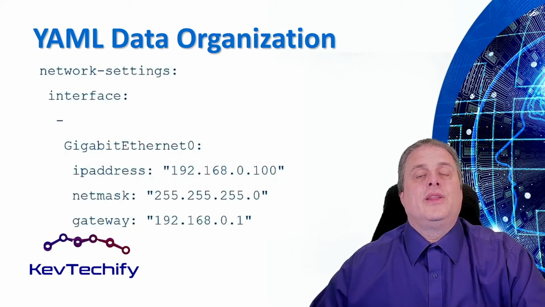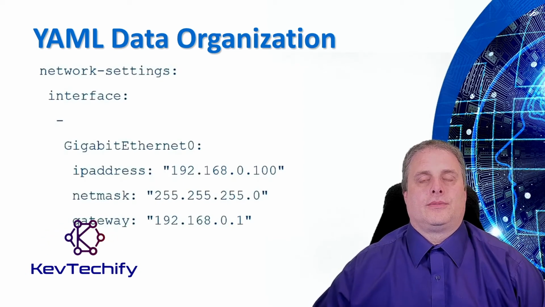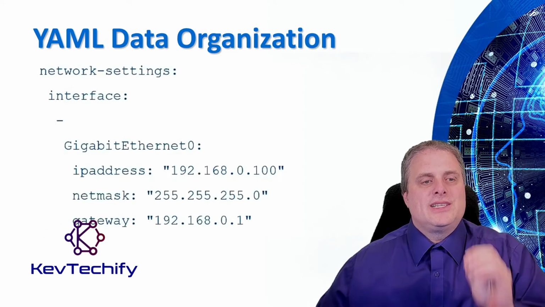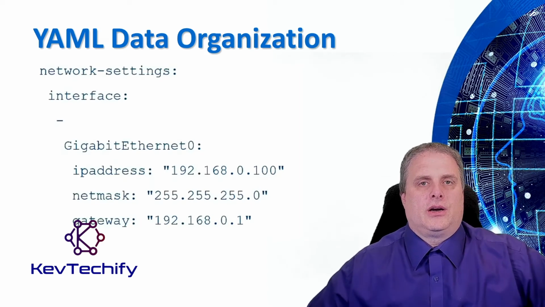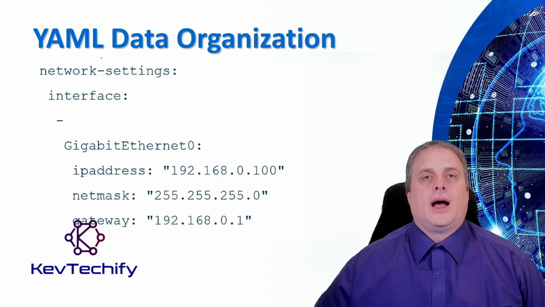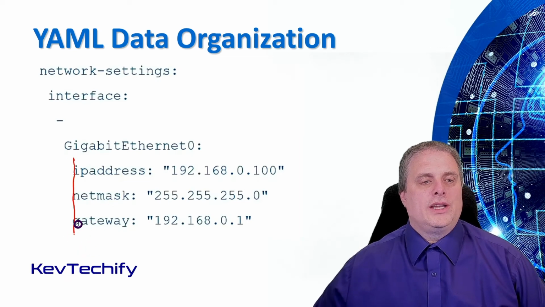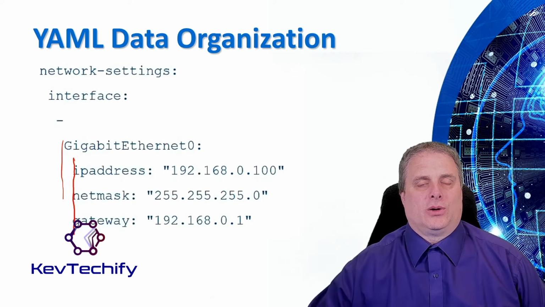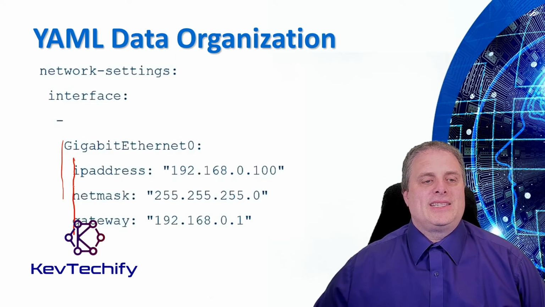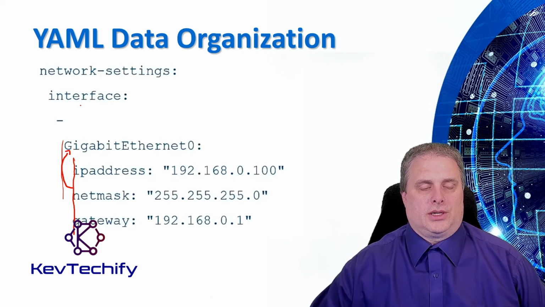And with YAML, this is the simplest format. The structure is defined by the indentation of the white space. IP address, netmask, and gateway is all indented one space from Gigabit Ethernet 0, making these three objects part of the Gigabit Ethernet 0 object.